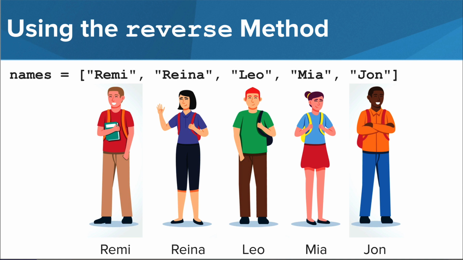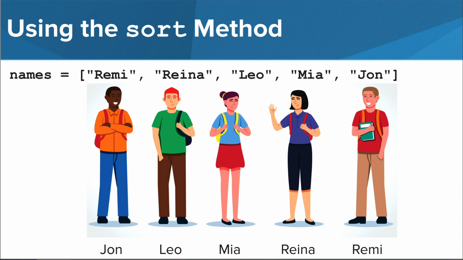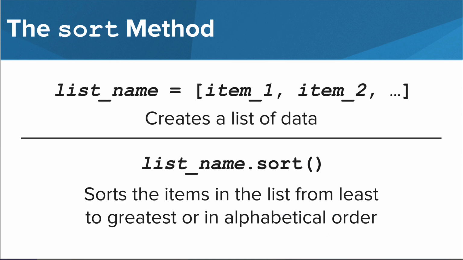Now, what if students were actually let into school in alphabetical order? Is there a way we can quickly sort the list this way? Yes, the sort method will help us do just that. If we call the sort method on a list, the items in the list will be sorted, either from least to greatest or in alphabetical order.